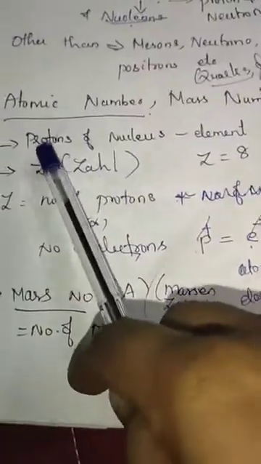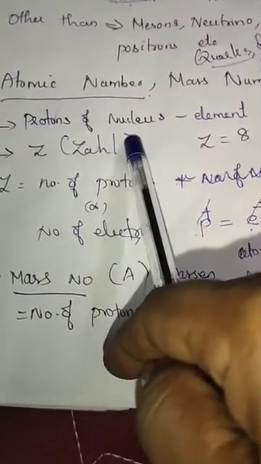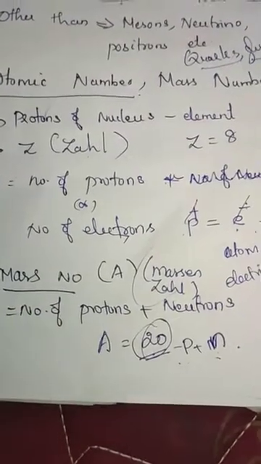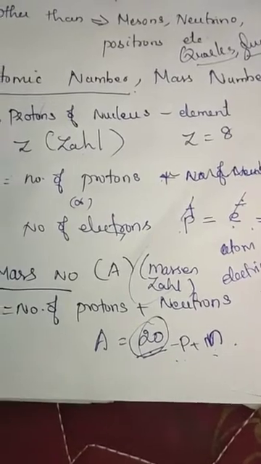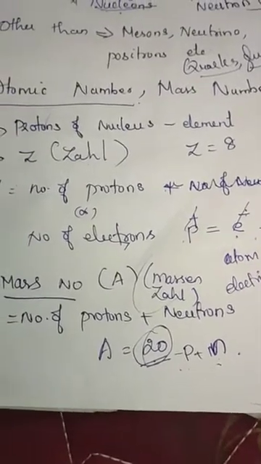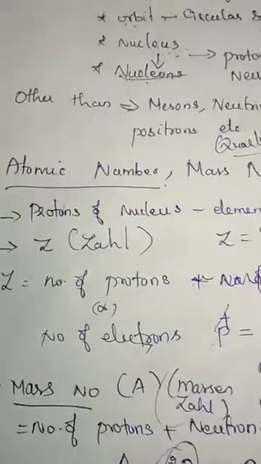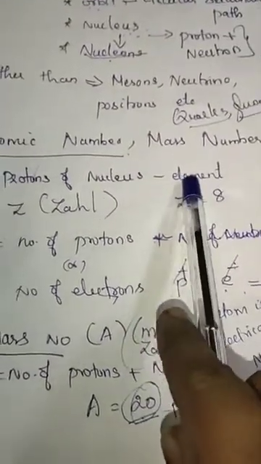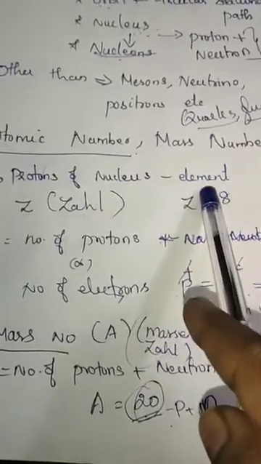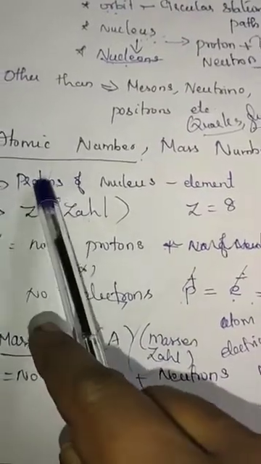It is the total number of protons present in the nucleus, isn't it? Elements are identified by the number of protons or the number of electrons. The number of protons or number of electrons alone determines the name of the element. So the name of the element is determined by the number of protons.